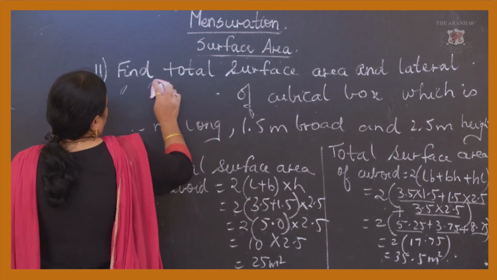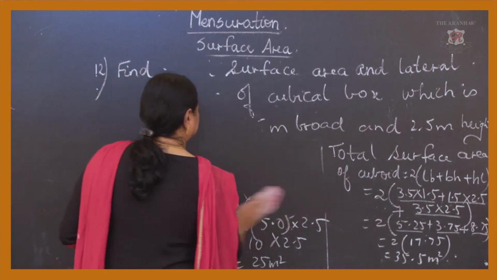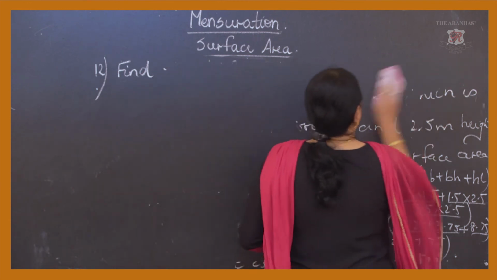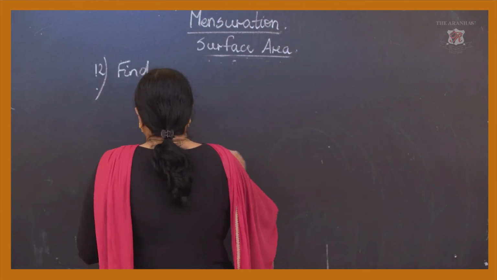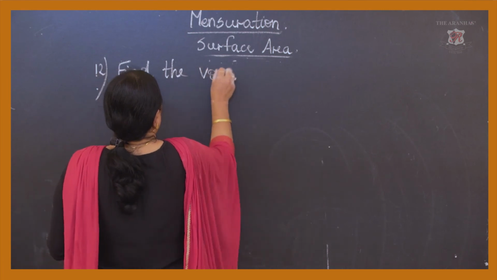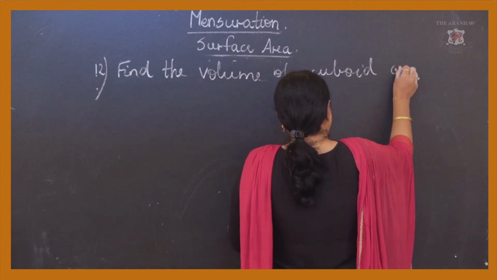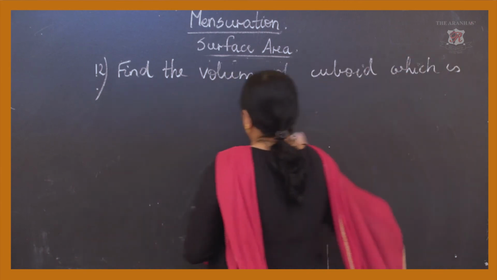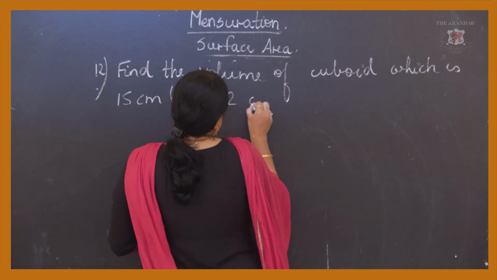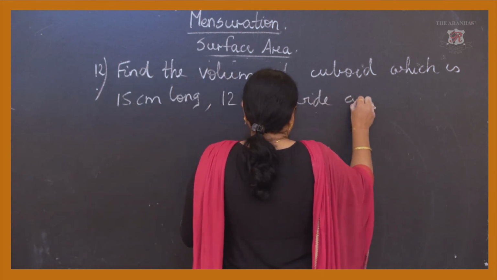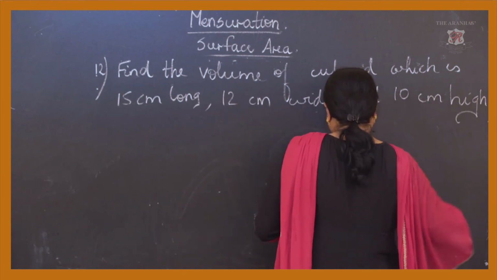Now the next one is, you have to find the volume of a cuboid which is 15 centimeter long, 12 centimeter wide and 10 centimeter high. This is the height. Okay.